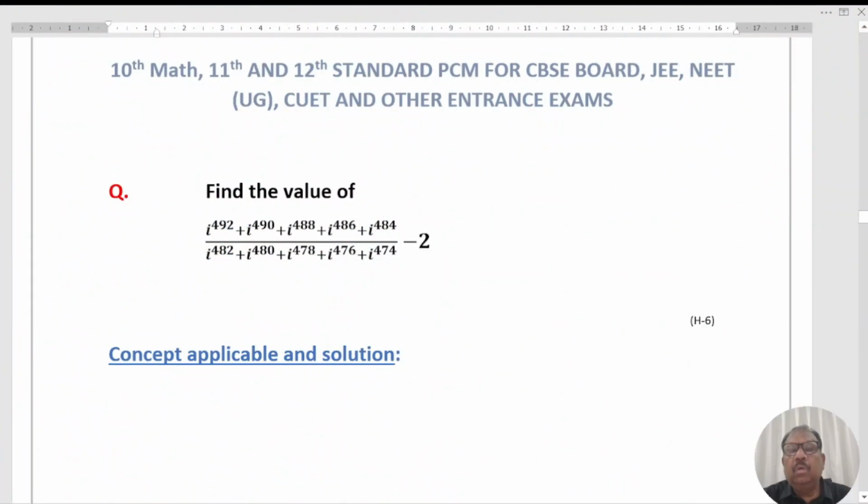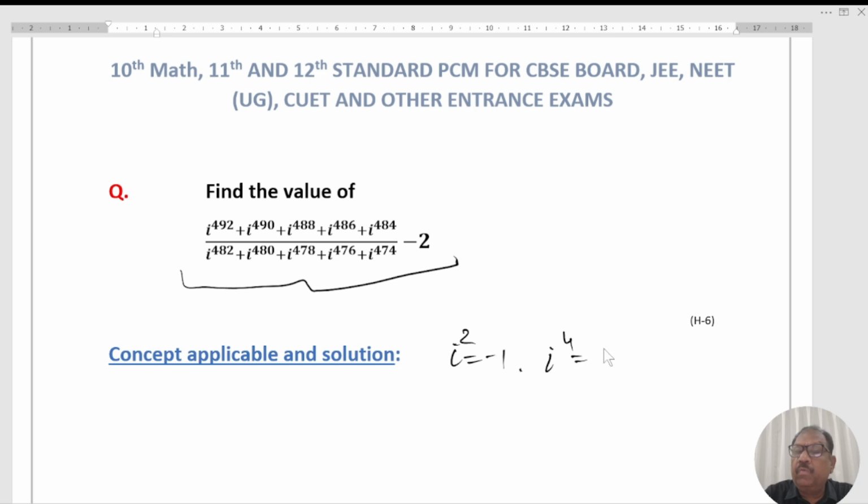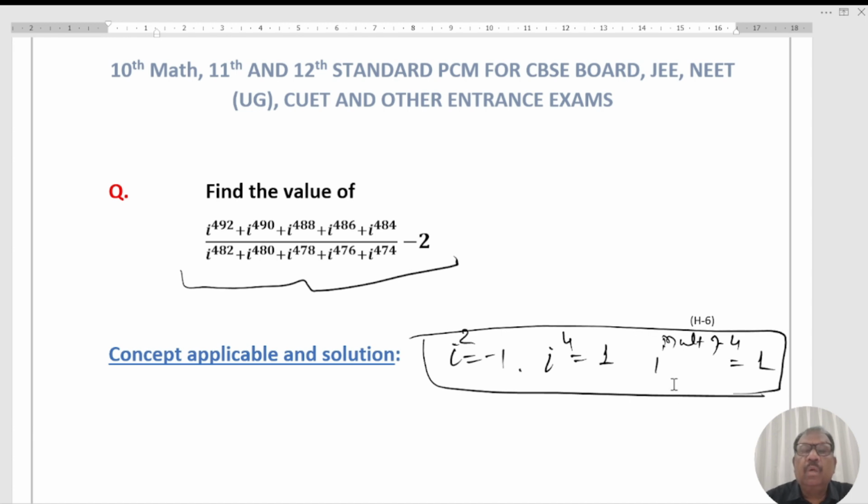Right? Next question. Question is find the value of this expression. In this case, we will use the properties: iota square equal to -1, iota to the power 4 equal to 1, iota to the power multiple of 4 is 1. We will use all these properties. Now look at the numerator: 5 terms, denominator: 5 terms, difference is 10. In this 10, in this 10, in this 10, in this 10.